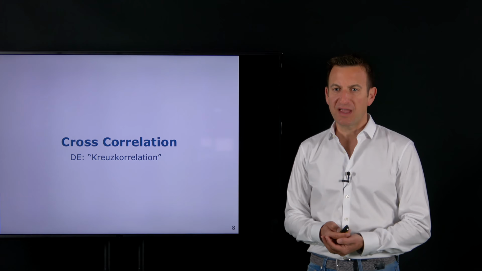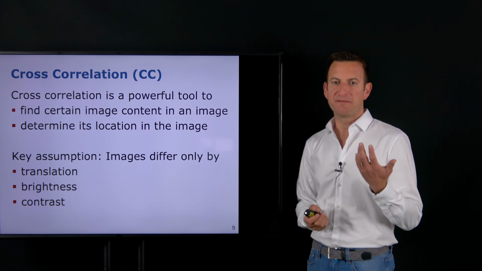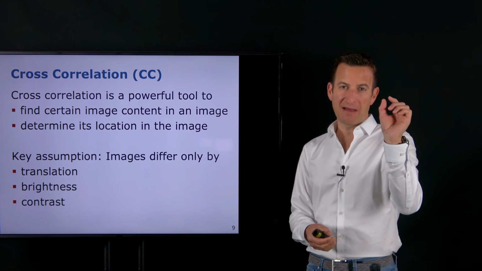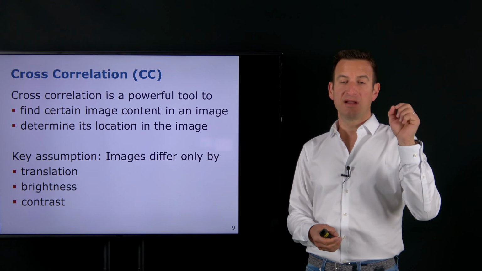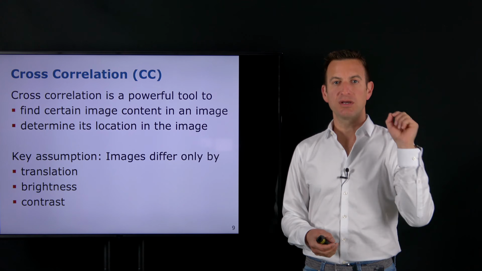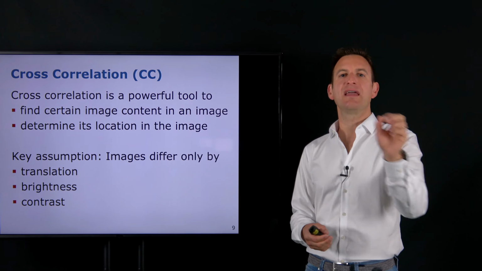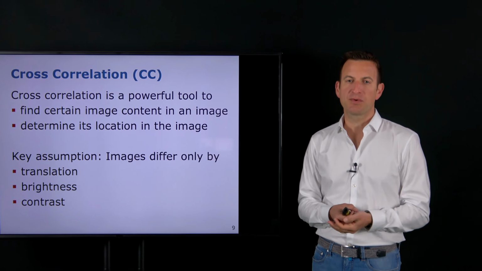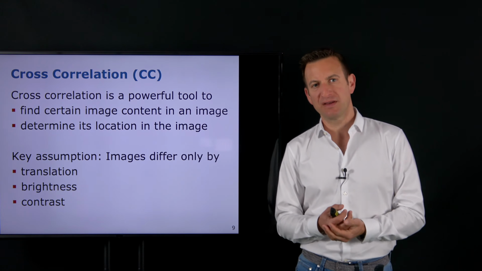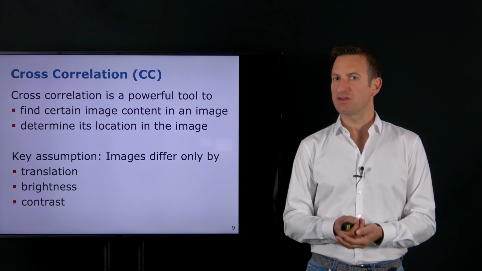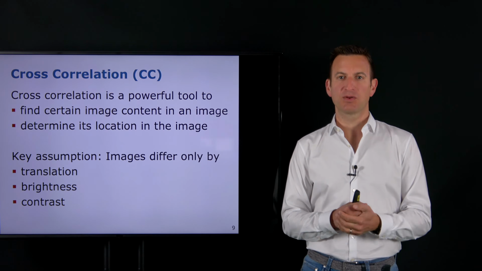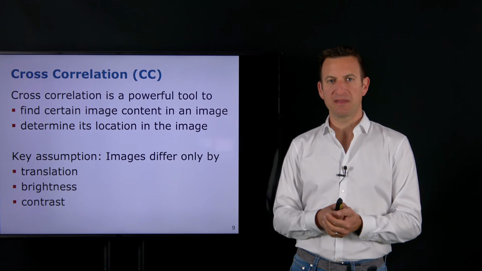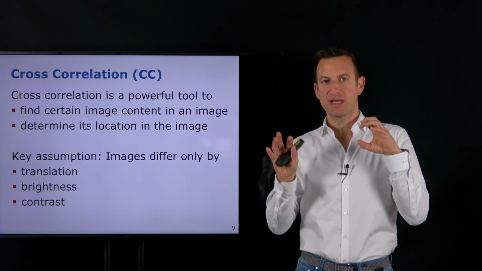So cross-correlation is a technique that I can use to find image content in another image and also find its location. I have a small image region, I say, okay, I want to find this, and I don't only want to know that it's in the other image, I also want to determine its location. So okay, it's exactly at pixel 100, 180, for example. With all those approaches, we need to make assumptions. The assumptions tell us under which transformations we want to do this matching. What cross-correlation takes into account is that there's only a translation, so a shift in the image. So both images are just shifted, not rotated, for example.